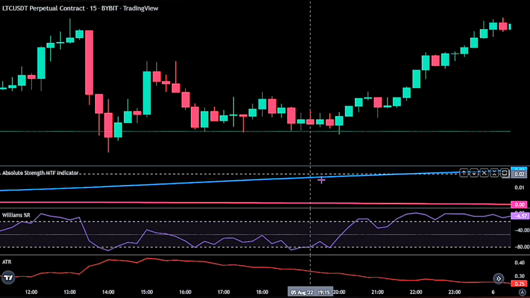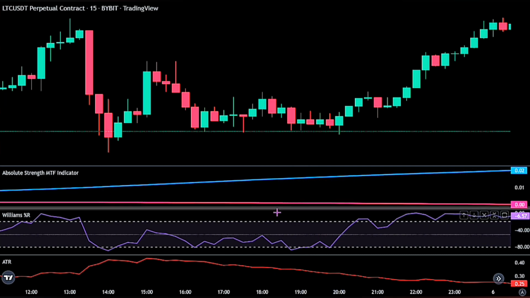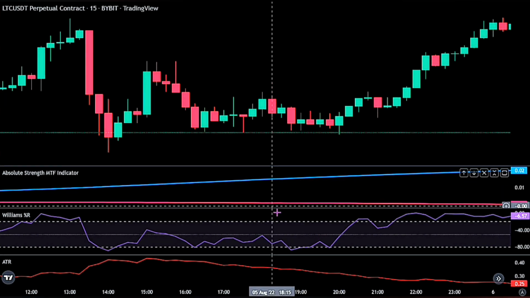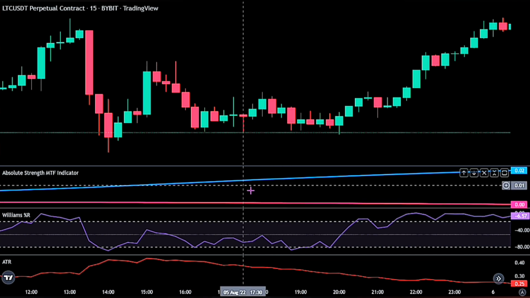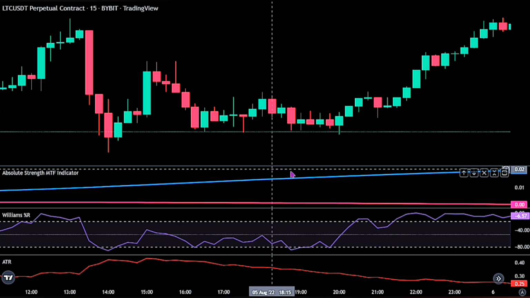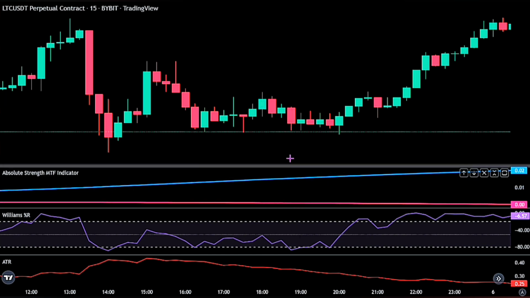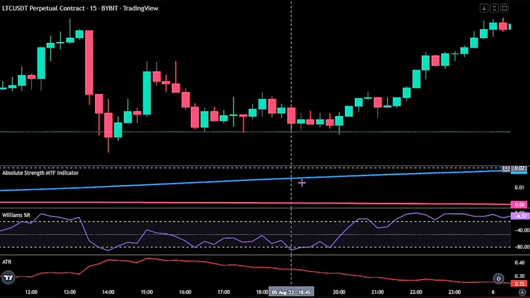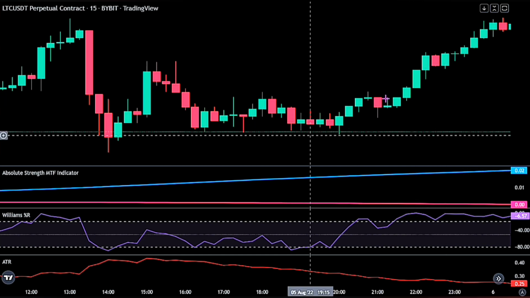Before we go over to the settings used in this strategy, you can as well tweak your own settings to fit your preference. So for a buy signal to be valid, we would want to see the blue moving average on the Absolute Strength be above the red moving average. This shows that the market is in a bullish trend, so this means that we would only be taking buy trades from our confirmation indicator.